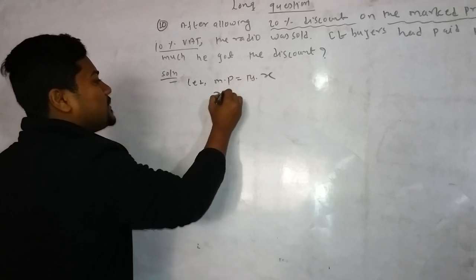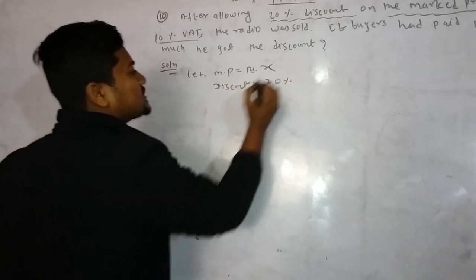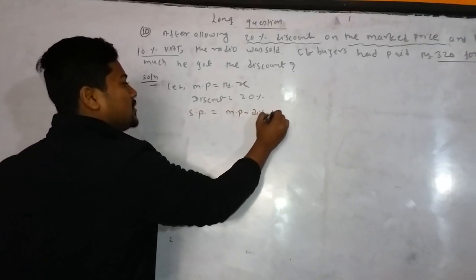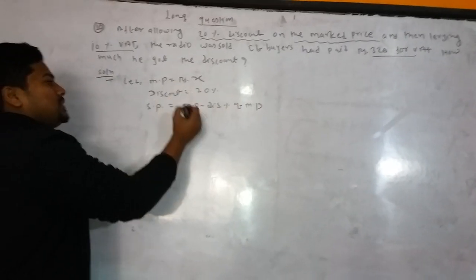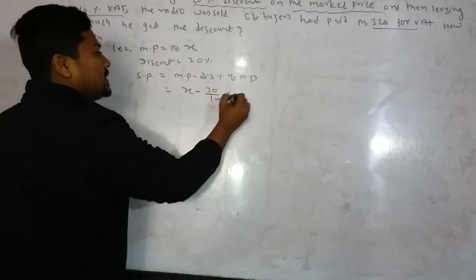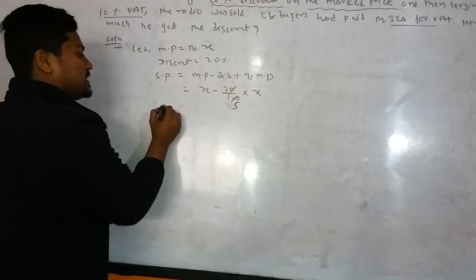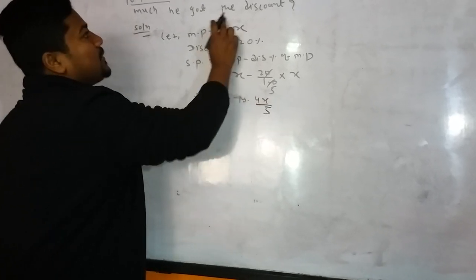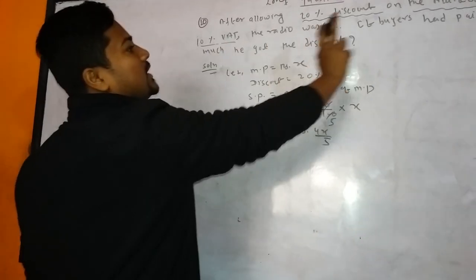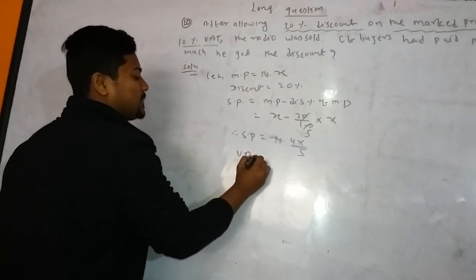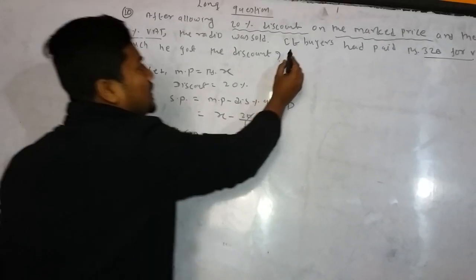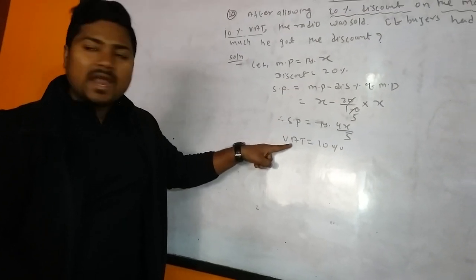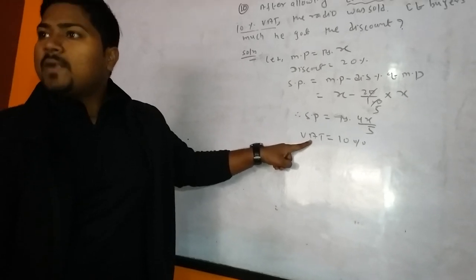Yes. What discount is given? 20% discount is given. So, what can we find? SP. Yes. SP, what formula? MP minus discount percentage of MP. So MP value is x minus 20 upon 100 into x, that is 5x minus x, therefore SP is equal to what will come? 4x, yes, rupees 4x upon 5. So now we have what? 10% VAT is given. So what is VAT given? 10%. But in your question, the buyer paid 320 for the VAT, so the VAT amount is given. So from SP and VAT given, we find the VAT amount.